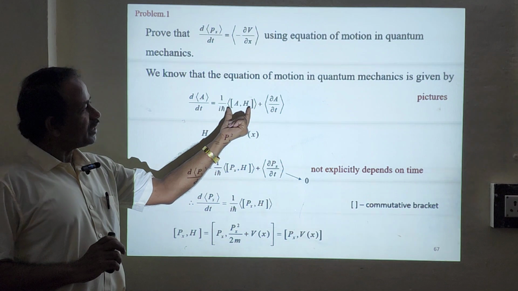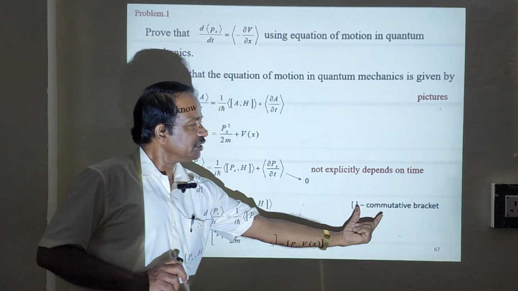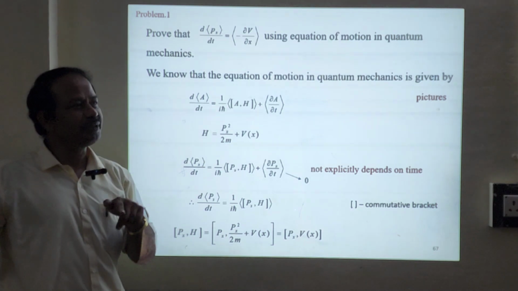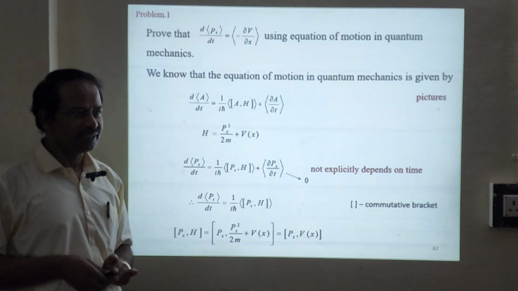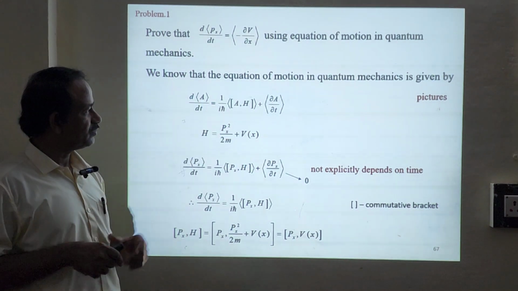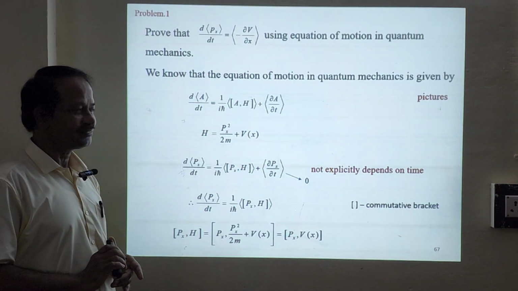This bracket is known as a commutator bracket. So [A, B] will give you AB minus BA, which we have studied already in mathematical physics. And of course we know the expression value. This is the way it is.